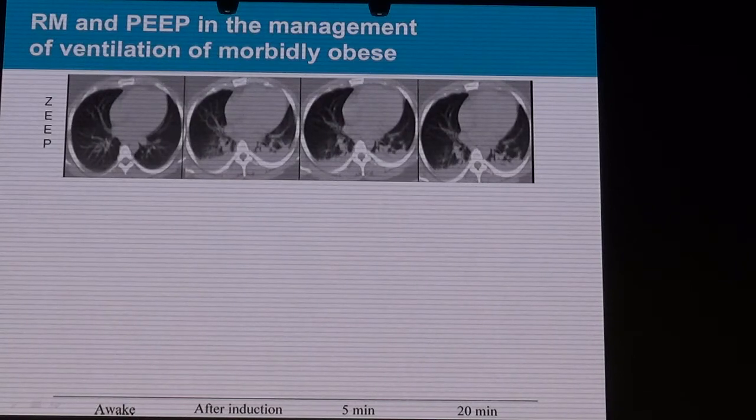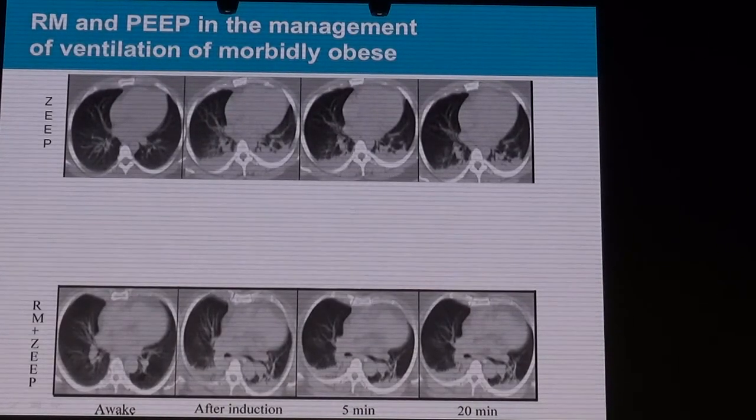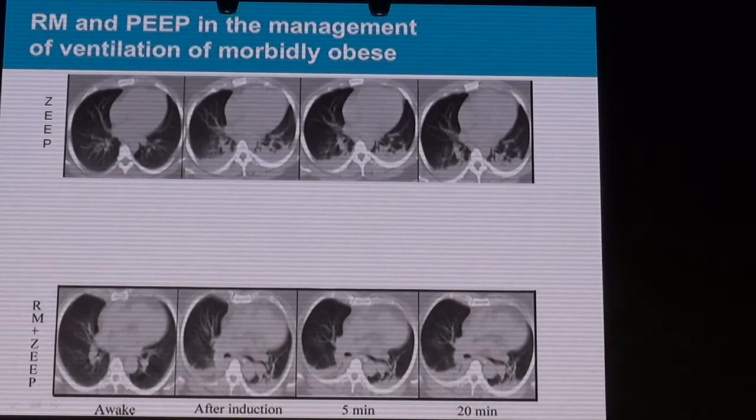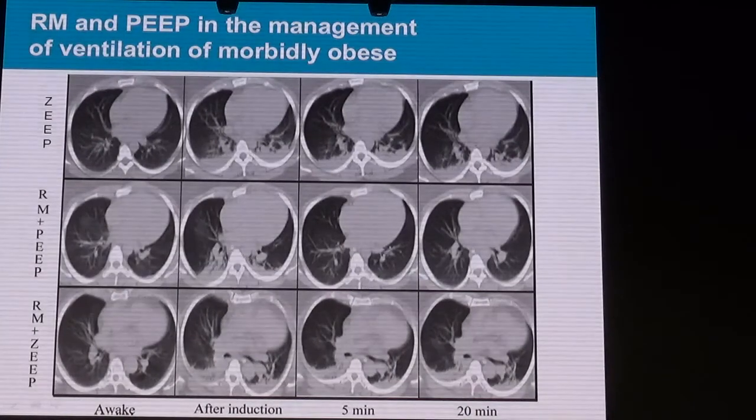In the second, after induction, atelectasis forms in the basal regions of the lungs, and in the non-dependent region atelectasis remains up to 20 minutes later. When a recruitment maneuver was applied, there was minimal benefit, but only when a recruitment maneuver and PEEP were applied did the lungs remain open, ventilation improve, and the patients were not hypoxic.